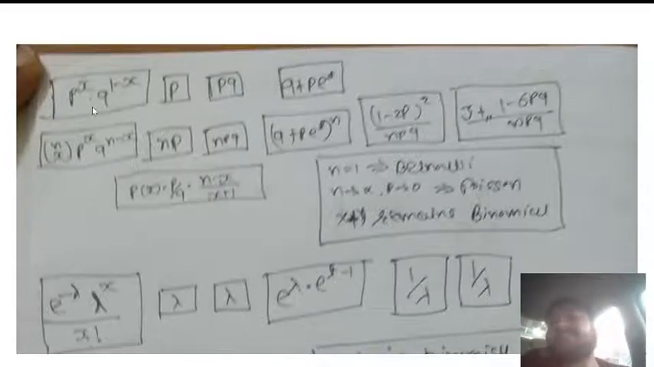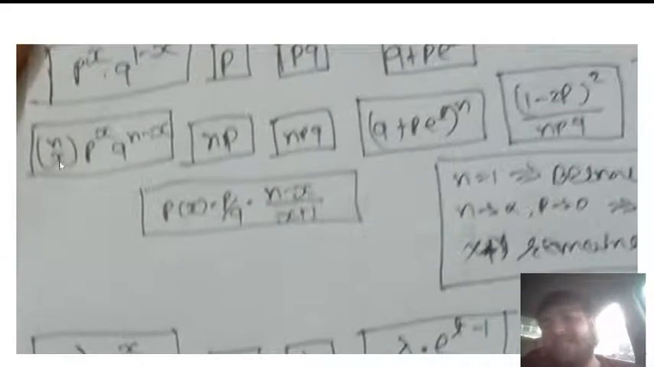This is the Bernoulli distribution function. James Bernoulli found it. Its mean is p. It has only one parameter, p. q is not its parameter because q is equal to 1 minus p. The variance is pq, and the moment generating function is q plus p e raised to t.